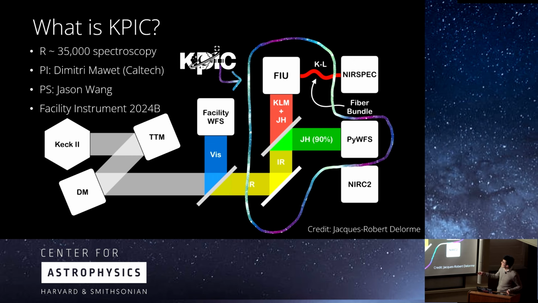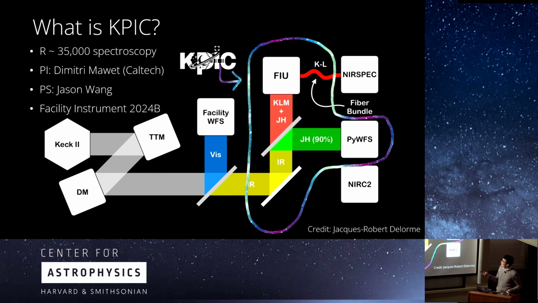And what we've done is added a bunch of new optics so that we can take the light from the adaptive optics system and use what we call a fiber injection unit, or FIU, to basically isolate the light of a planet and feed that light through a single mode fiber into this high resolution spectrograph called NIRSpec. This allows us to obtain about R of 35,000 spectroscopy in the near infrared of directly imaged exoplanets.